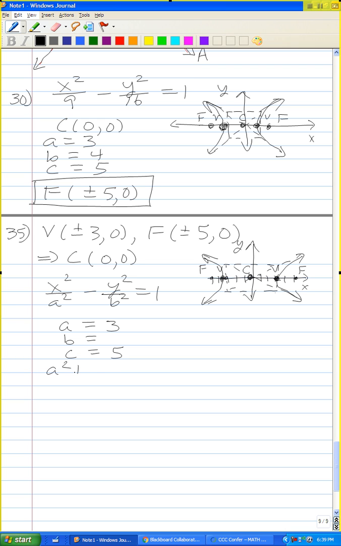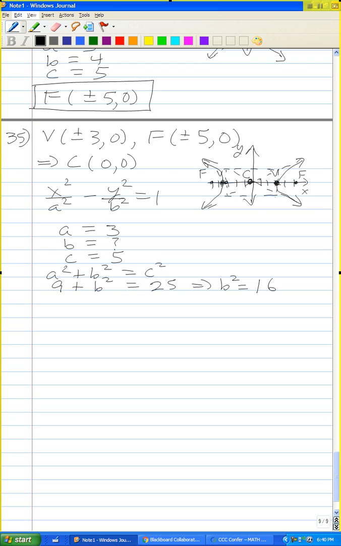Well, a squared plus b squared equals c squared. And so 9 plus b squared is 25. Subtract 9 from both sides of your equation. So b squared is 16. And so from that I get the equation for my hyperbola, x squared over 9 minus y squared over 16 is equal to 1. And that is the equation of my hyperbola.